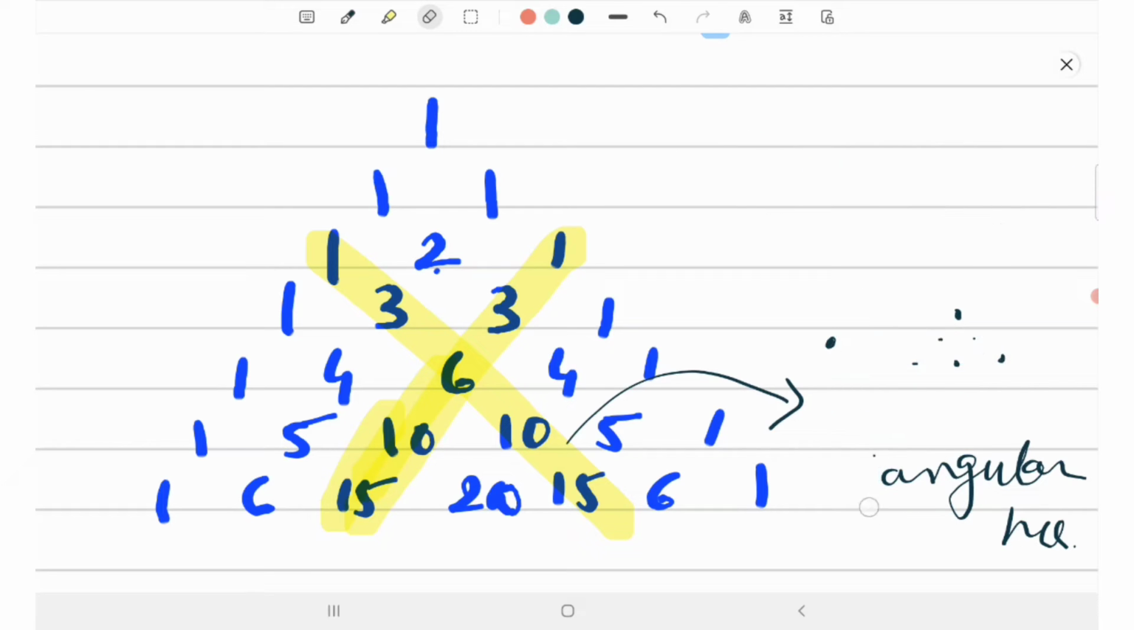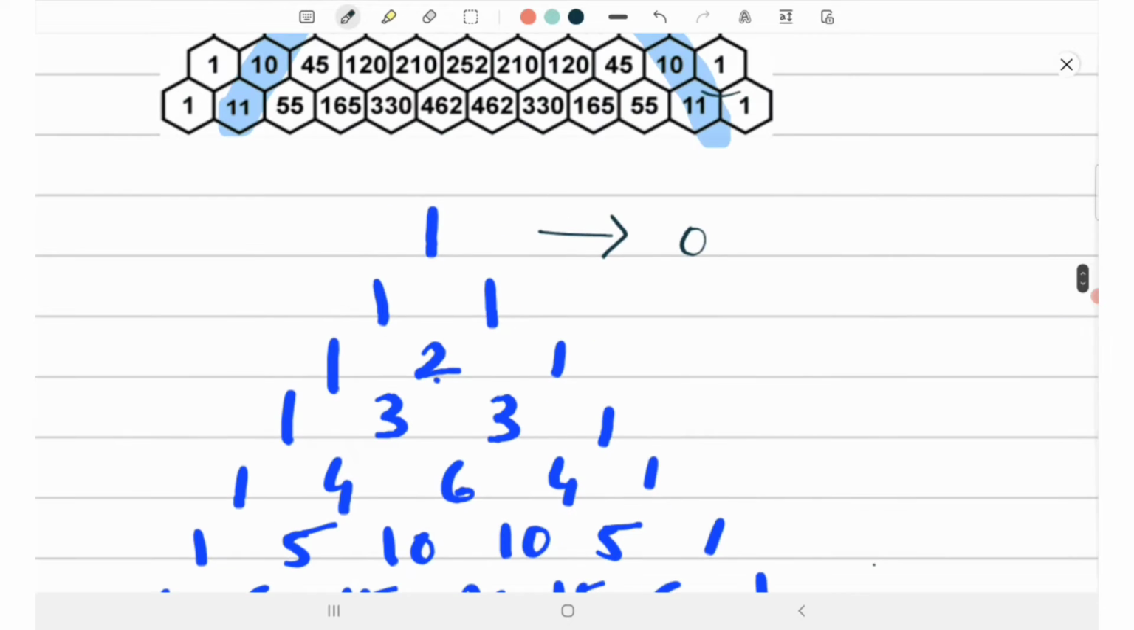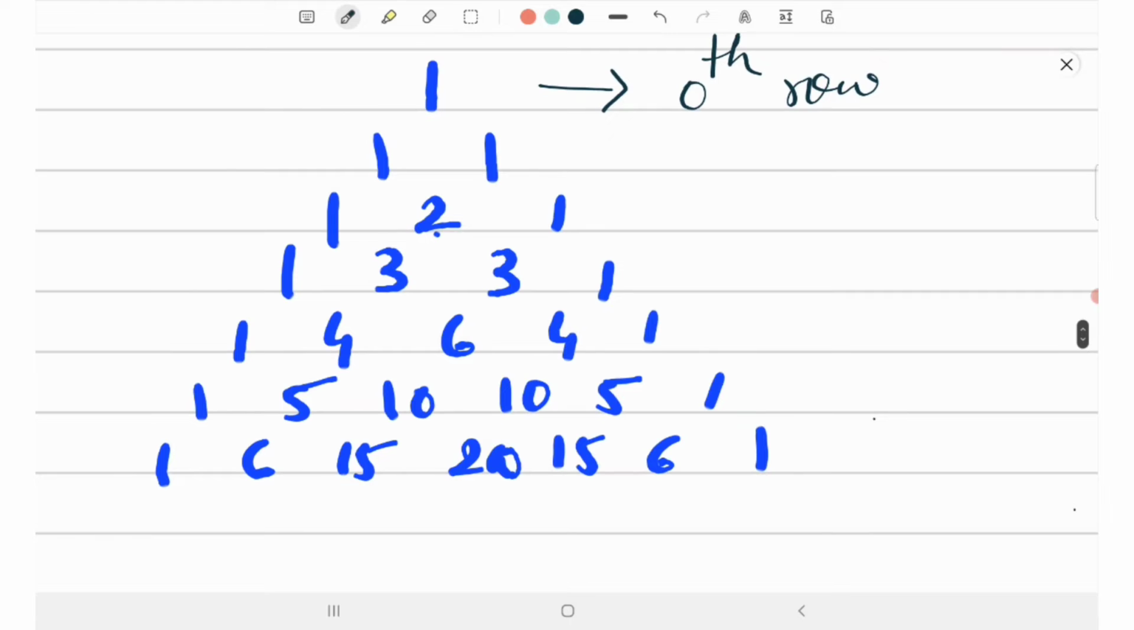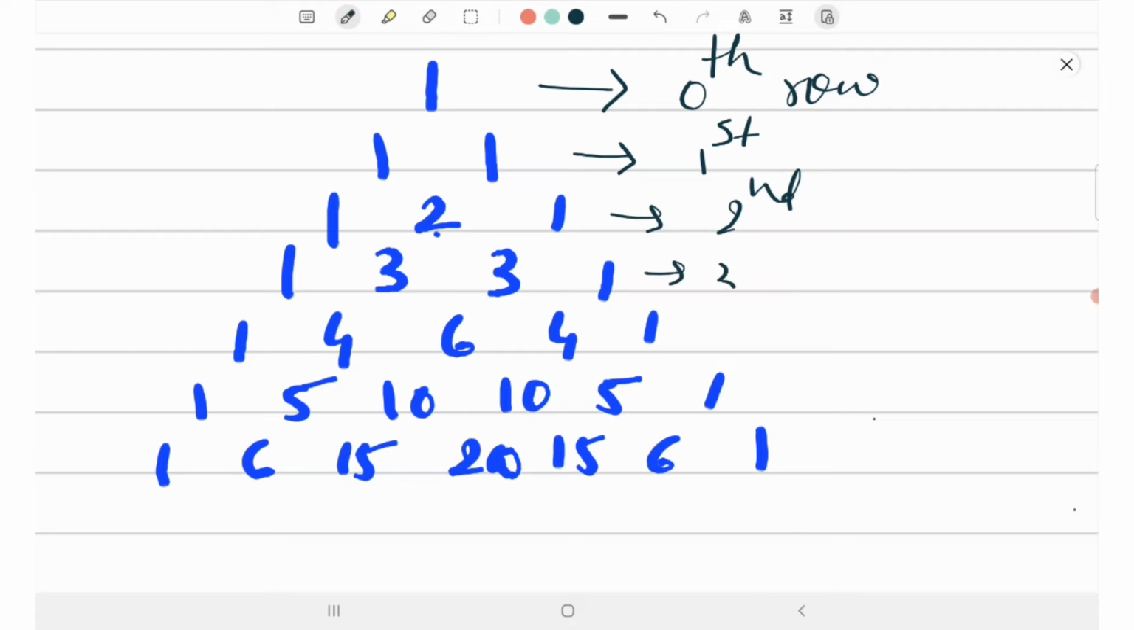Now we will discuss something more. There is one thing that we need to know, that is how to identify the row numbers. This one is known as the 0th row. In Pascal's triangle it always starts with a 0. This one is the first row, this is second, this is third, this is fourth, fifth and sixth, and you can keep going on and on. So one thing to always remember is that it starts with the 0th row. It starts with 0, not 1.